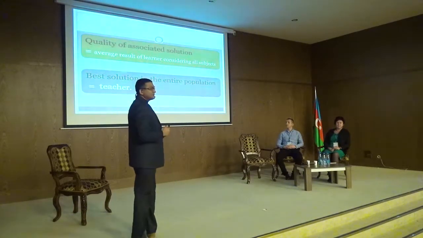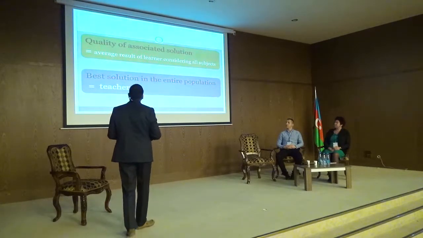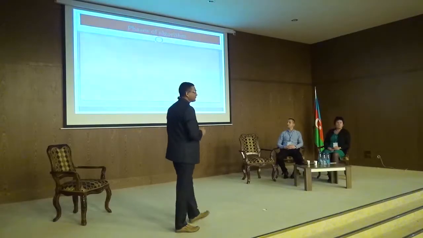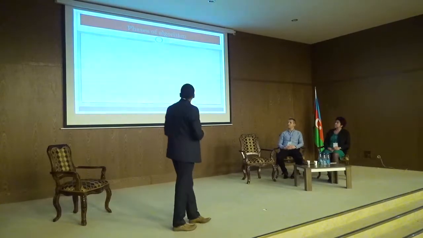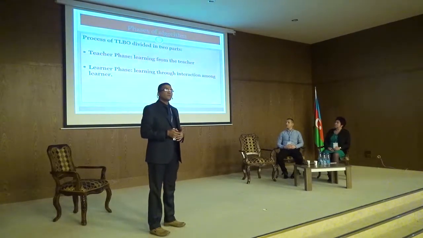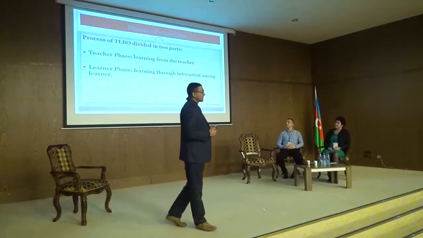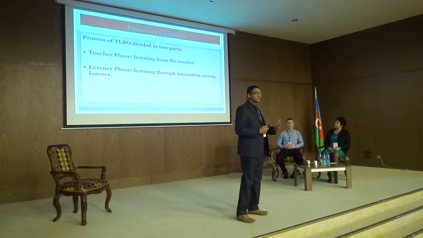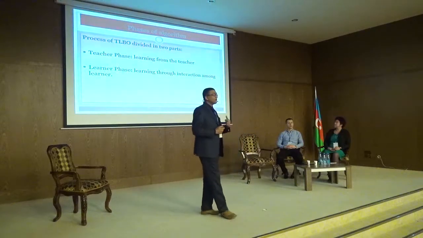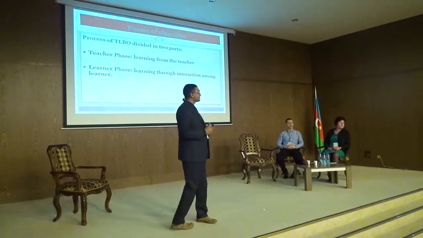So the quality of the solution will be given by the average results of a learner considering all subjects. And the best solution will be the element which attains the maximum score, which we are calling the teacher. So this algorithm runs in two phases, a teacher phase and a learner phase. In the teacher phase, the learning is from the teacher. And in the second phase, called the learner phase, the individual element of the population, or the student, who has already attained some knowledge from the teacher, is now in a position to attain knowledge from the environment and also to give knowledge to their peer elements. So that is called the learner phase.